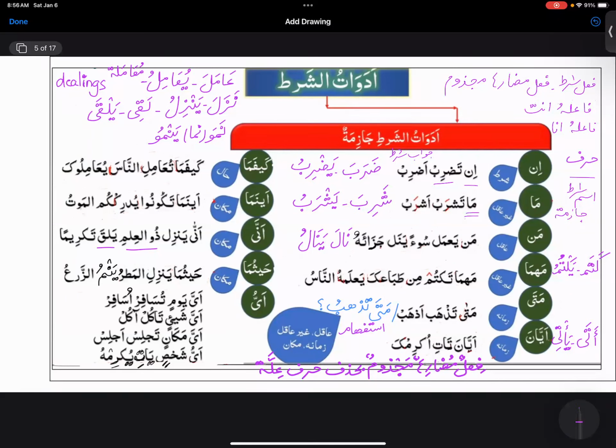Okay, then next one is man, right? And that is going to be used for aqil. So, man ya'mal su'an, what is the translation? Whoever will do bad deeds. Evil, yes. Whoever does evil deeds, right? What is going to happen?